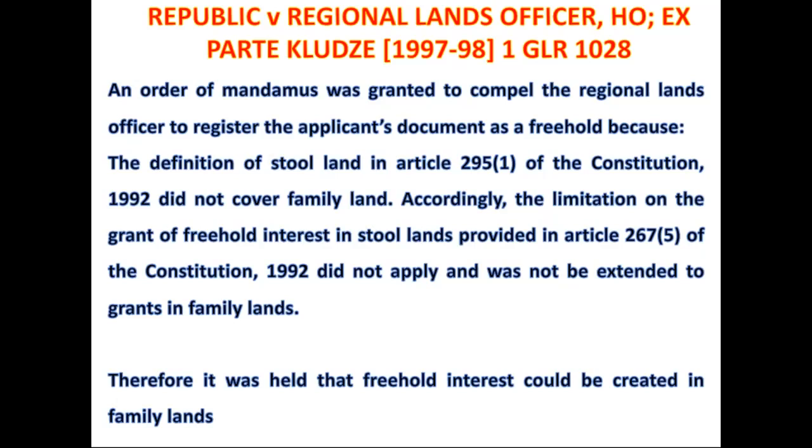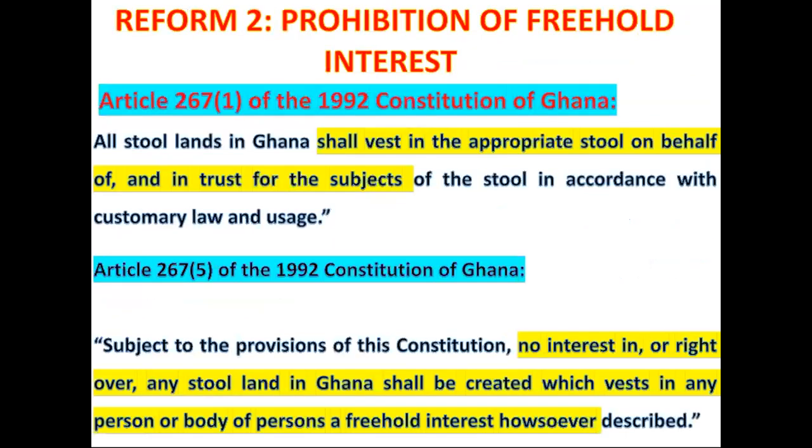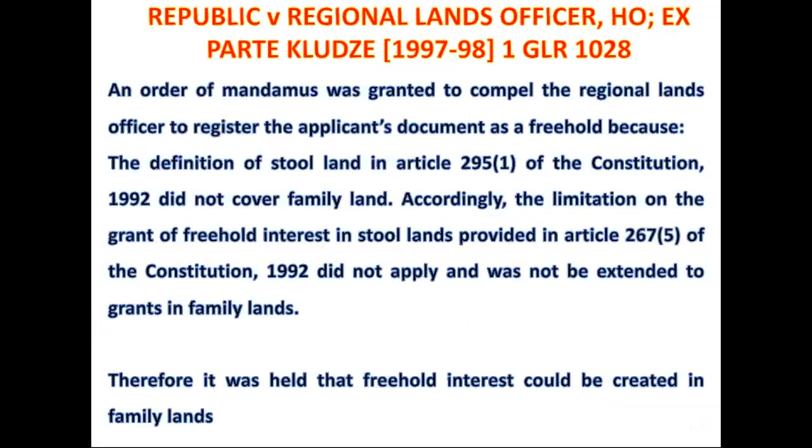So in Republic versus Regional Lands Officer, ex parte Cluj, the application was for an order of mandamus directed against the Regional Lands Officer to compel him to register the land document of the applicant, because according to the applicant, his land is a family land, and therefore, according to Article 267 Clause 5, the prohibition on the creation of freehold was only in relation to stool land. And since his land was family land, they ought to register the land for him.